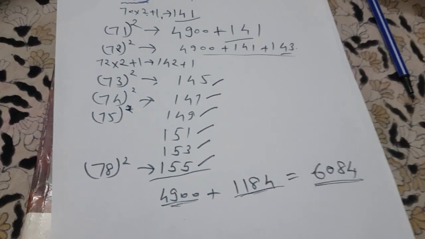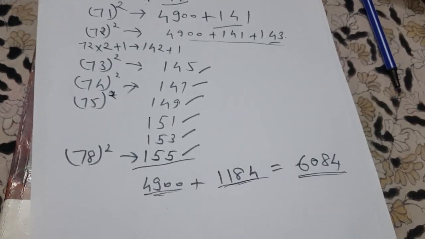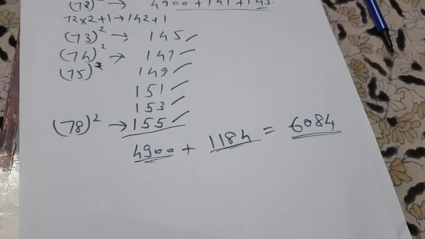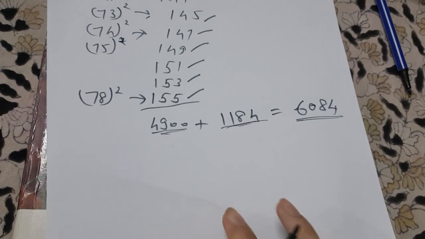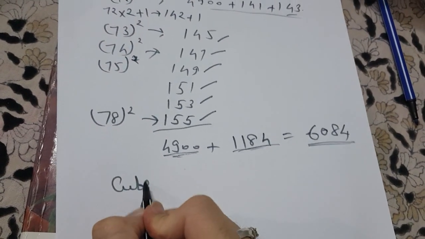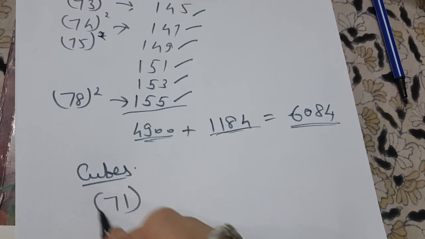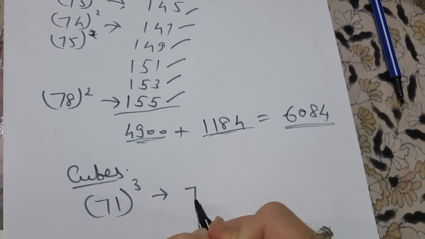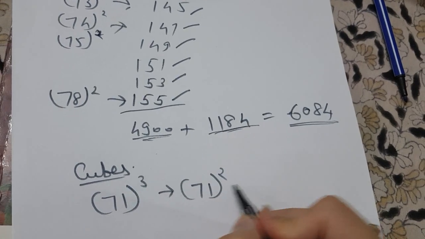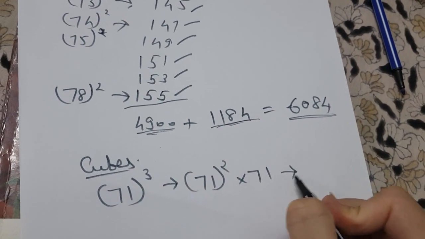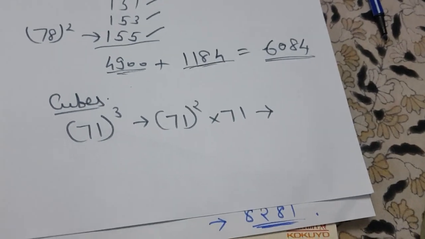So in this way you can add. This takes a little time, but if you practice hard, then it will definitely be helpful for you. And for solving cubes, this is for squares we have done, right? For solving cubes you can simply do, for example, if you want to solve 71 cube, we know the formula of using 71 square, so this is the only way, because in every way we don't have shortcuts, right?